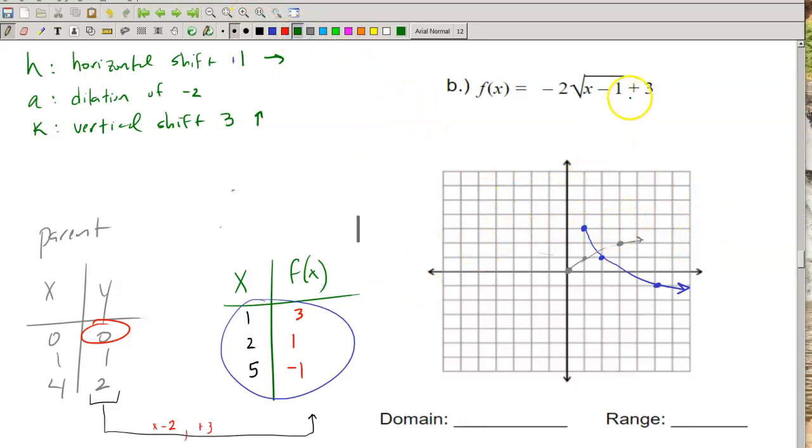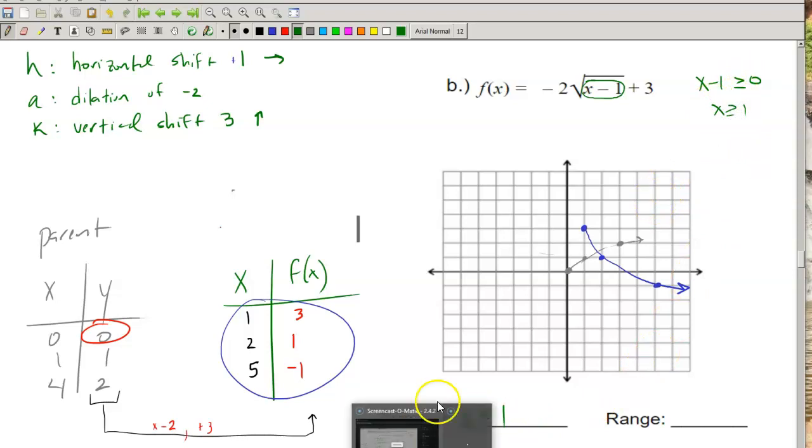The domain of this thing, as we talked about before, take a look at the domain. The domain is the radicand x minus 1. That has to be greater than or equal to 0 always. So therefore, x has to be greater than or equal to 1. My domain is x greater than or equal to 1. And you can also just look at the graph now. Look at the graph and look at the table. You can see that the x values do the exact same thing.